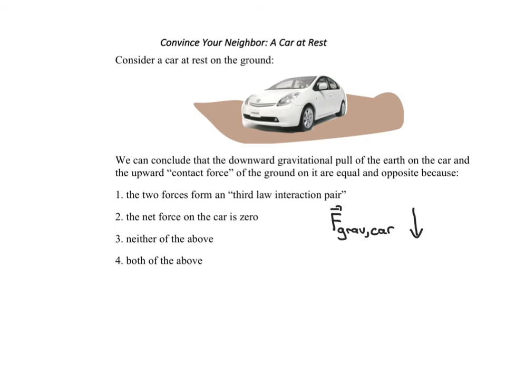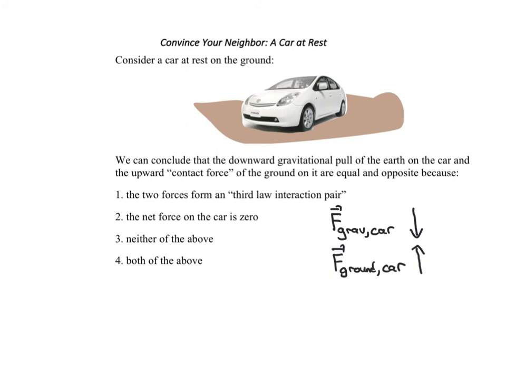Then the second thing that's mentioned in this sentence is the upward, quote, contact force of the ground on the car. So in our notation here, the force of the ground on the car, I'm going to write it as F sub ground comma car. It's the force by the ground on the car. And that clearly points in the upward direction. Okay, so far I think everything I've said is true.